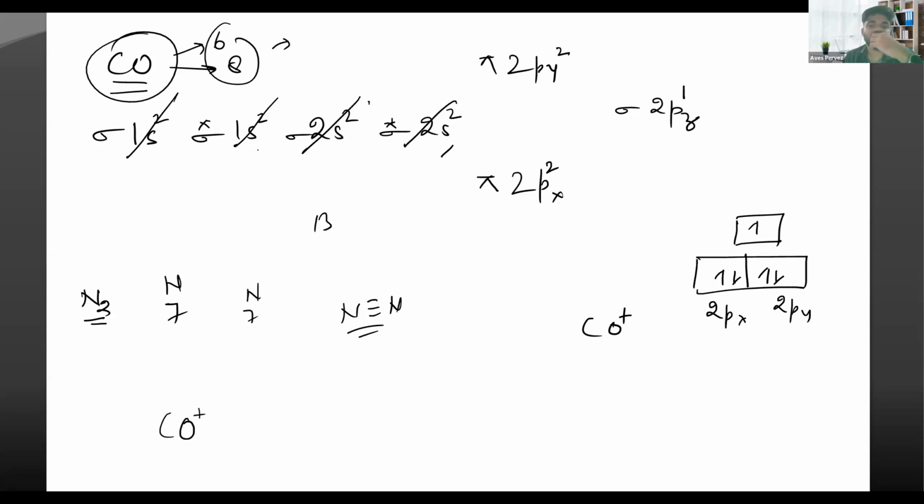Got it? So 2, then 2, then 4, 6, then 8, 8 and 2, 10, 10 and 2, 12, 12 and 1, 13. Okay, so they are all bonding. They are not anti-bonding. Then we'll have 5 electrons in the bonding and 0 in anti-bonding. So divided by 2, you will get 2.5 as the bond order. Got it?